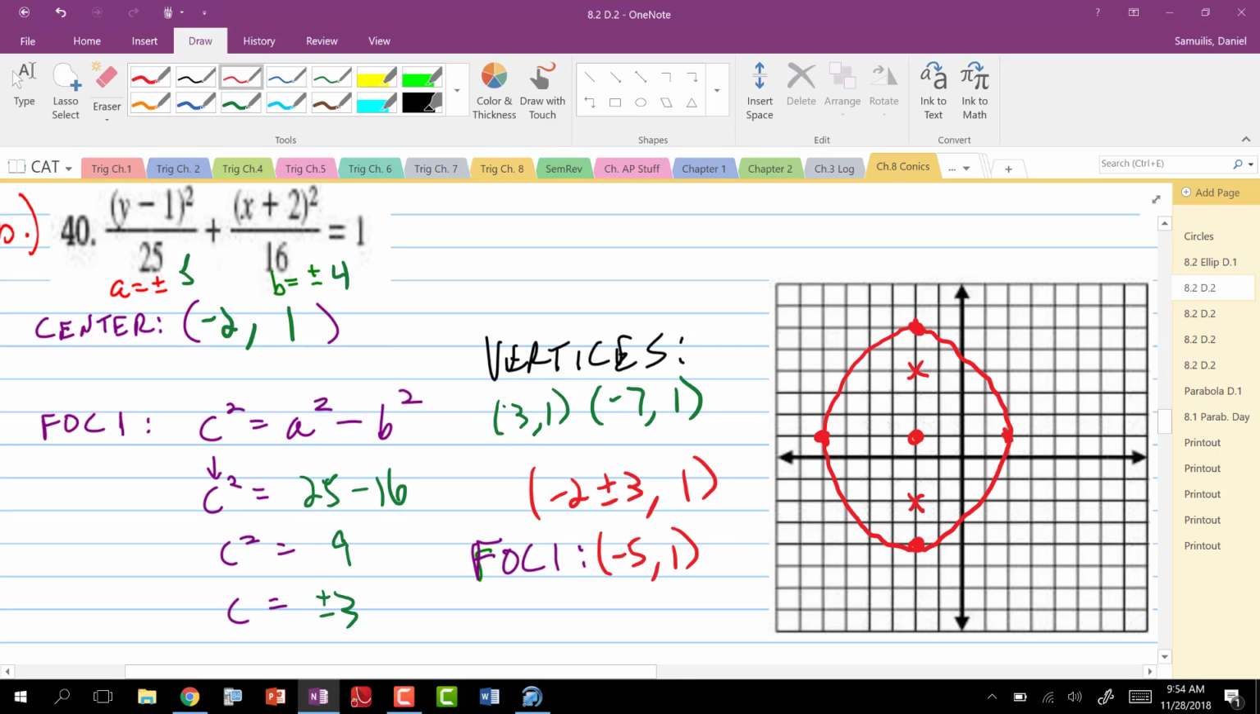I feel like I'm screwing up. -2 minus 3 is negative. Oh my gosh, I did it again. This is a disaster. I go up, so it's -2, comma 1 plus or minus 3. Oh my gosh, not enough coffee this morning. So it's -2, 4, and -2, -2. And the other reason I feel silly about it, they're right here. I could have just found those coordinates.